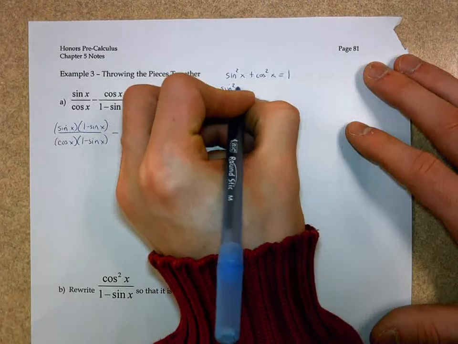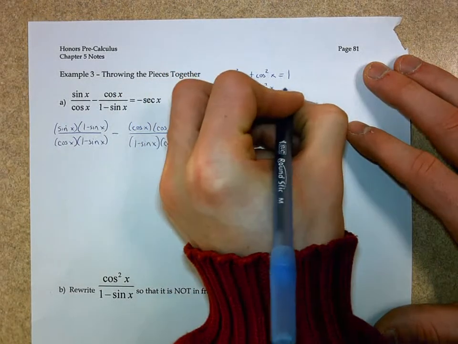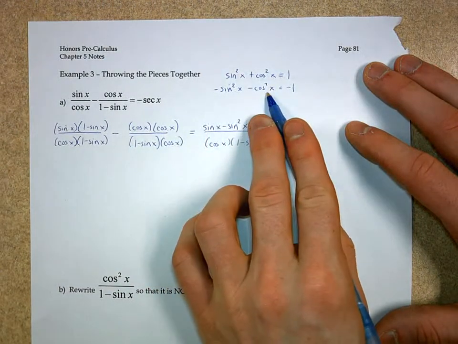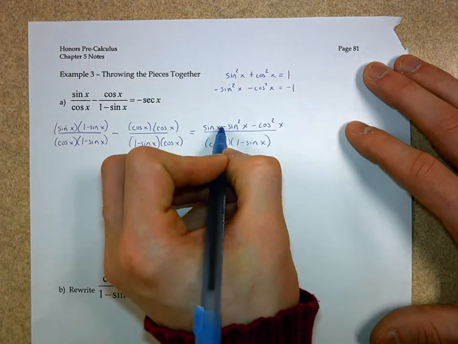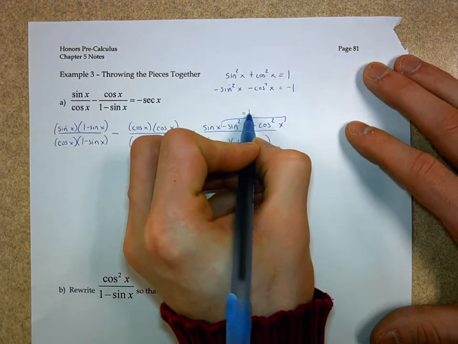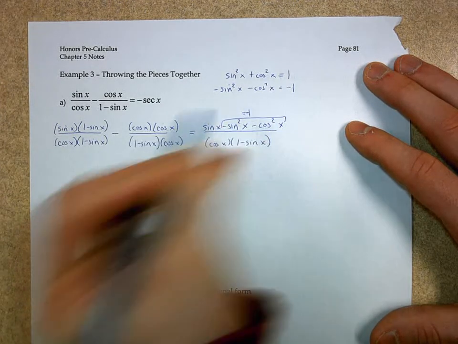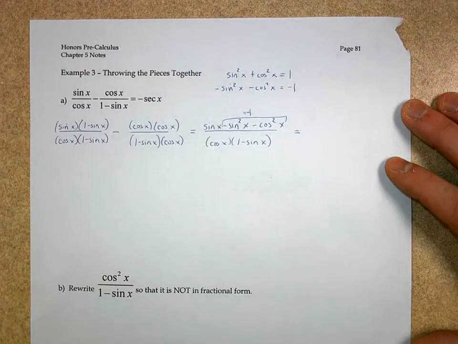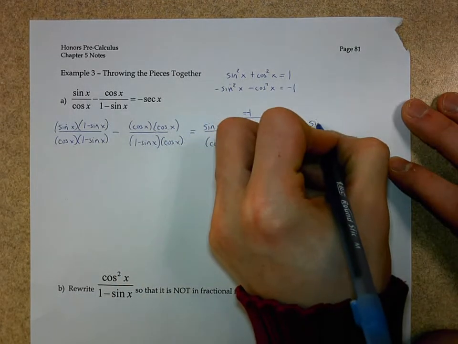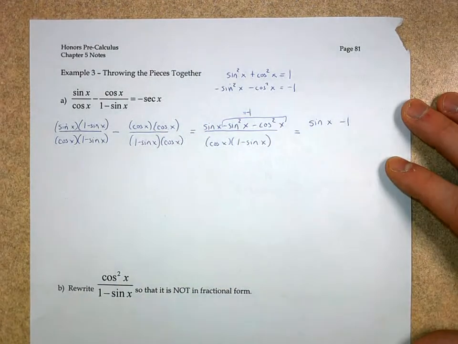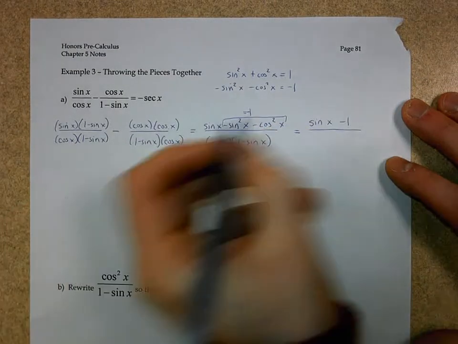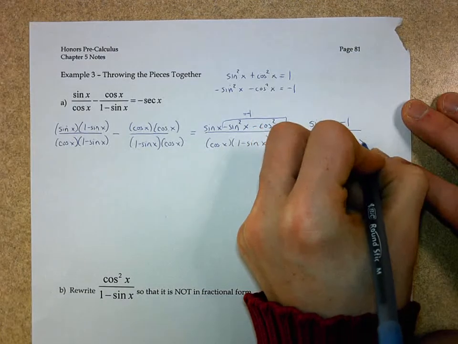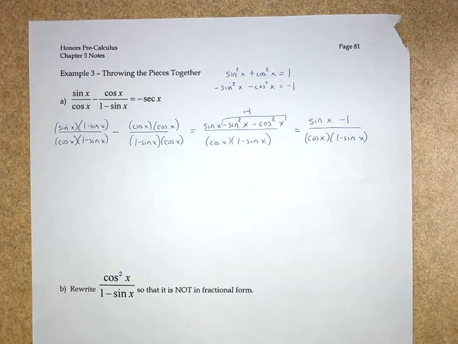If I were to multiply through by a negative all the way through, I can see negative sine squared of x minus cosine squared of x is equal to negative 1. So this quantity right here is the same thing as a negative 1. So I'm going to replace that negative sine squared of x minus cosine squared of x with a negative 1. So my numerator becomes sine of x minus 1, all over the cosine of x times 1 minus sine of x.